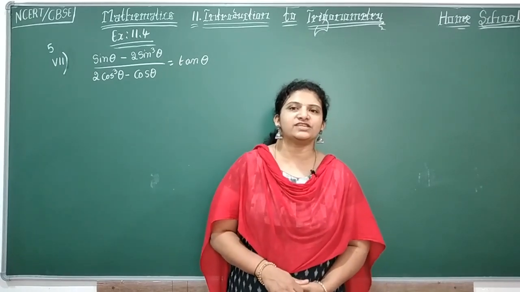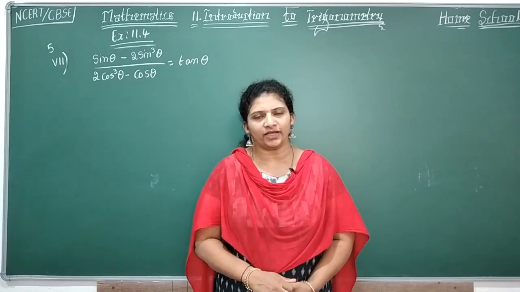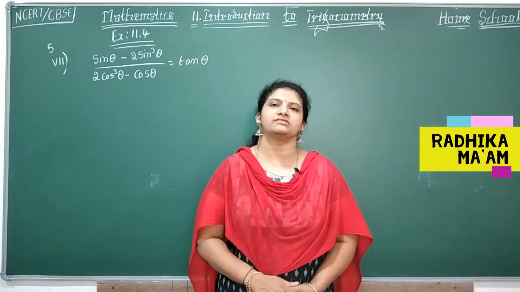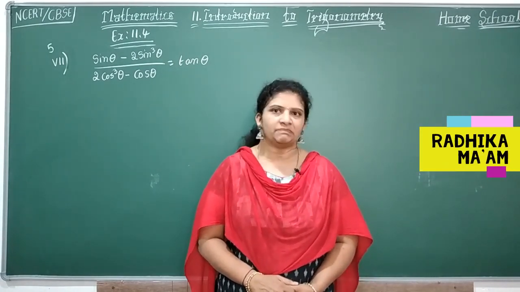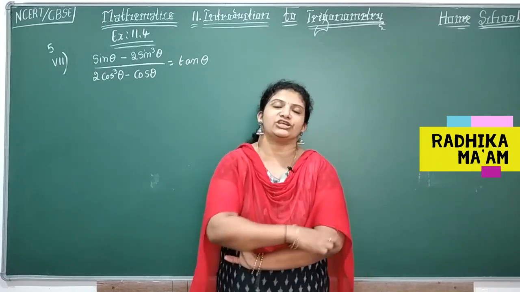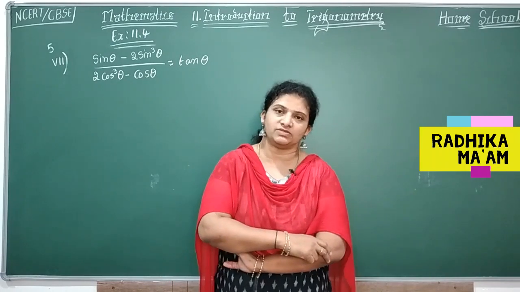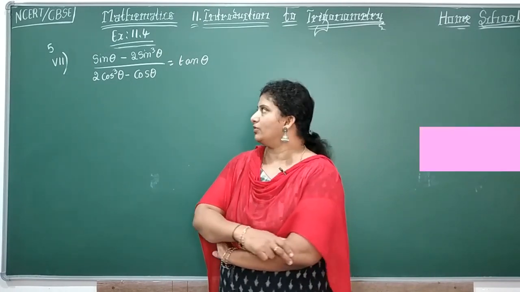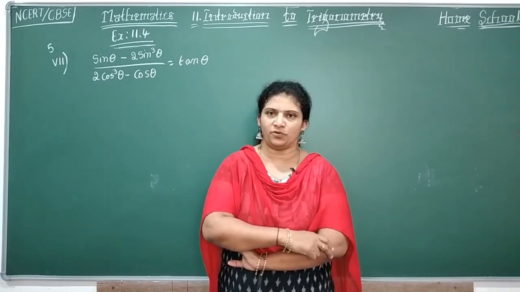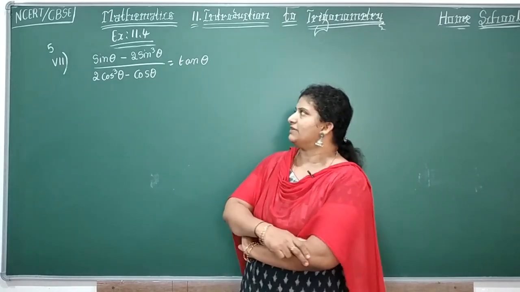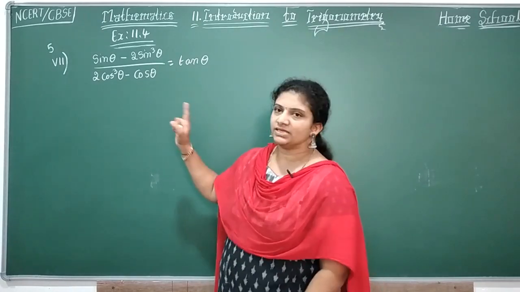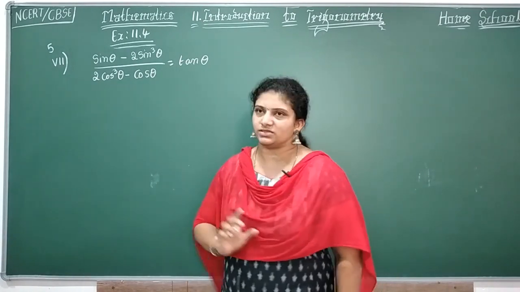This is our last session of your Introduction to Trigonometry, 11th chapter, Mathematics, NCERT or CBSE syllabus. In our last session, we completed up to the 6th problem of the fifth main. Now we are going to complete from the 7th problem onwards. Let's see what is given here. Prove, by using identities, that this is equal to this.